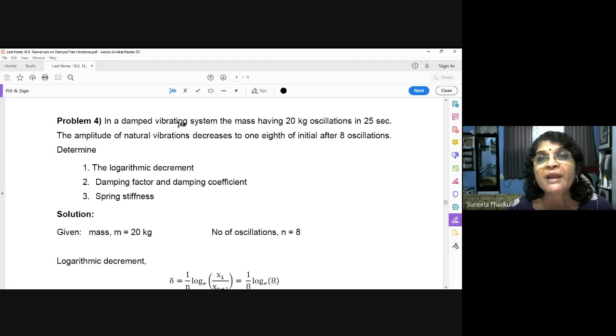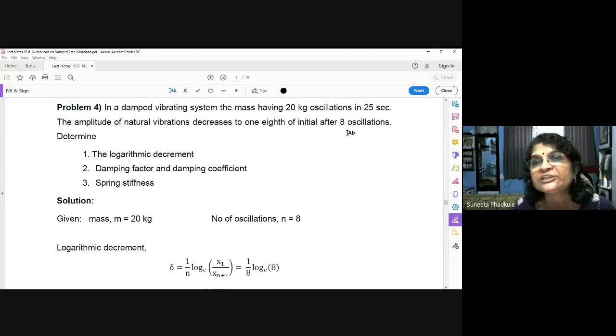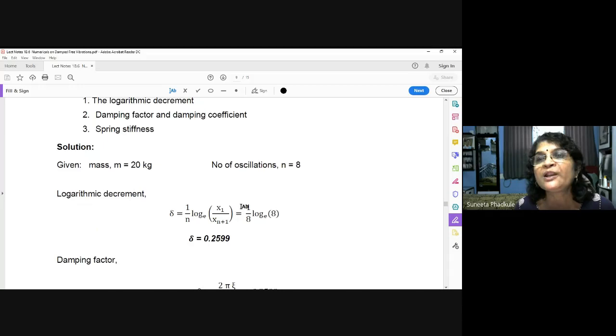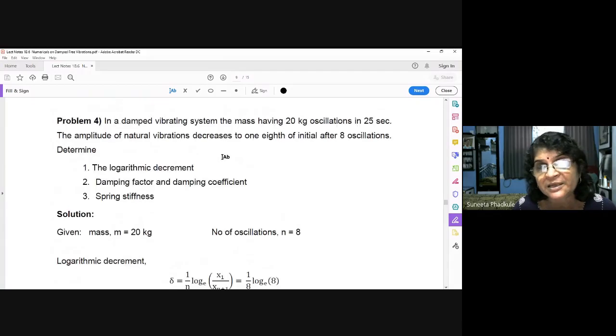In a damped vibrating system, the mass having 20 kg oscillates in 25 seconds. See, m is given as 20 kg. Then the amplitude of natural vibrations decreases to 1/8 of initial after 8 oscillations, meaning the number of oscillations n is equal to 8. Then what is 25 seconds? This is the time, which we'll see later on. See, frequency and time are always related. You know, frequency is equal to 1 upon time period, or time period is equal to 1 upon frequency.